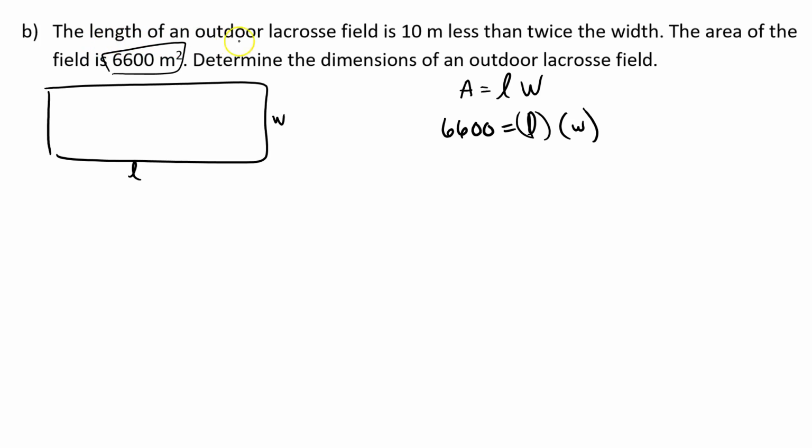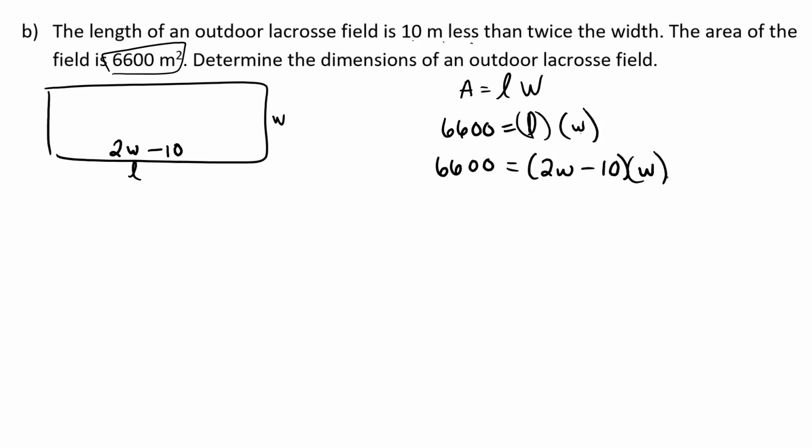So the length of an outdoor lacrosse field is 10 meters less. Okay, so I'm going to say minus 10. 10 meters less than twice the width. So I go 2 times the width and I subtract 10. Look at that, I can keep my width here. So I'm going to say 6600 equals the length, which is 2w minus 10, times the width, which is just the width.